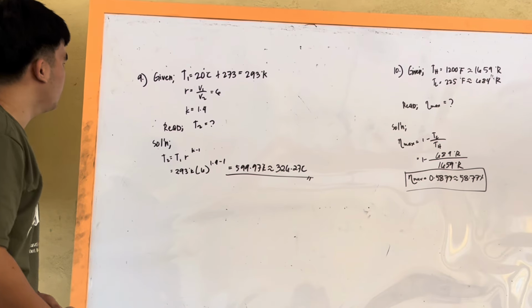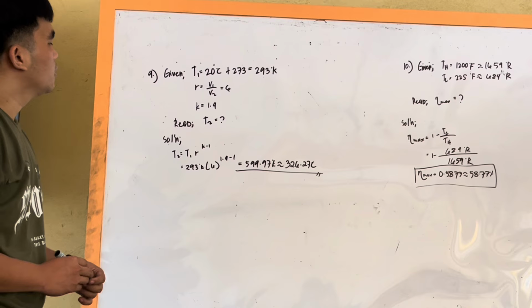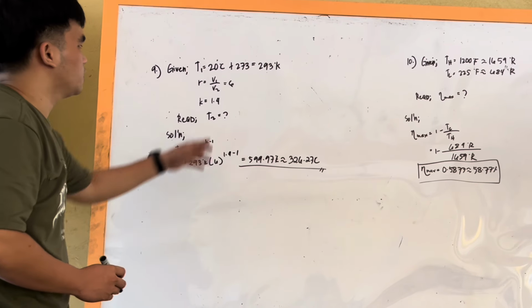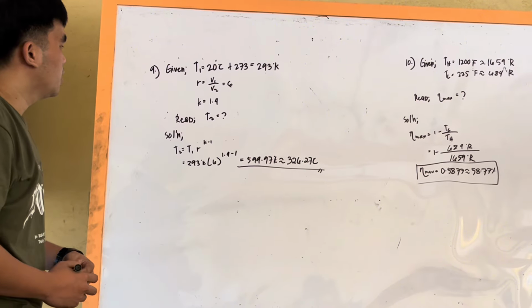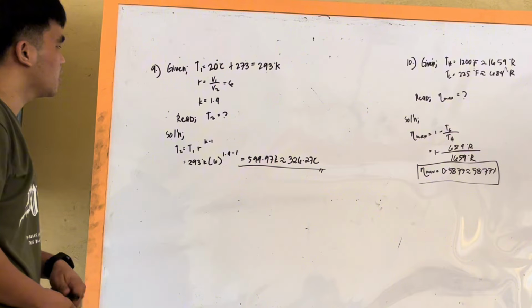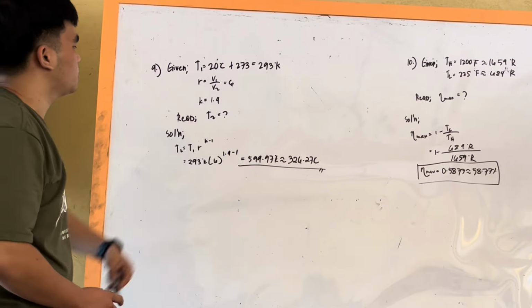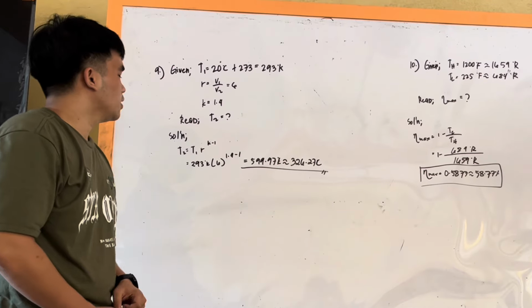523.28 Kelvin or 250.28 degrees Celsius. So in the number 9 problem, the given is T1 equals 20 degrees Celsius converted to Kelvin, so plus 273, we have 293 Kelvin. Then the ratio V1 over V2 equals 6. Then our constant K is 1.4. So the required of this problem is the T2.